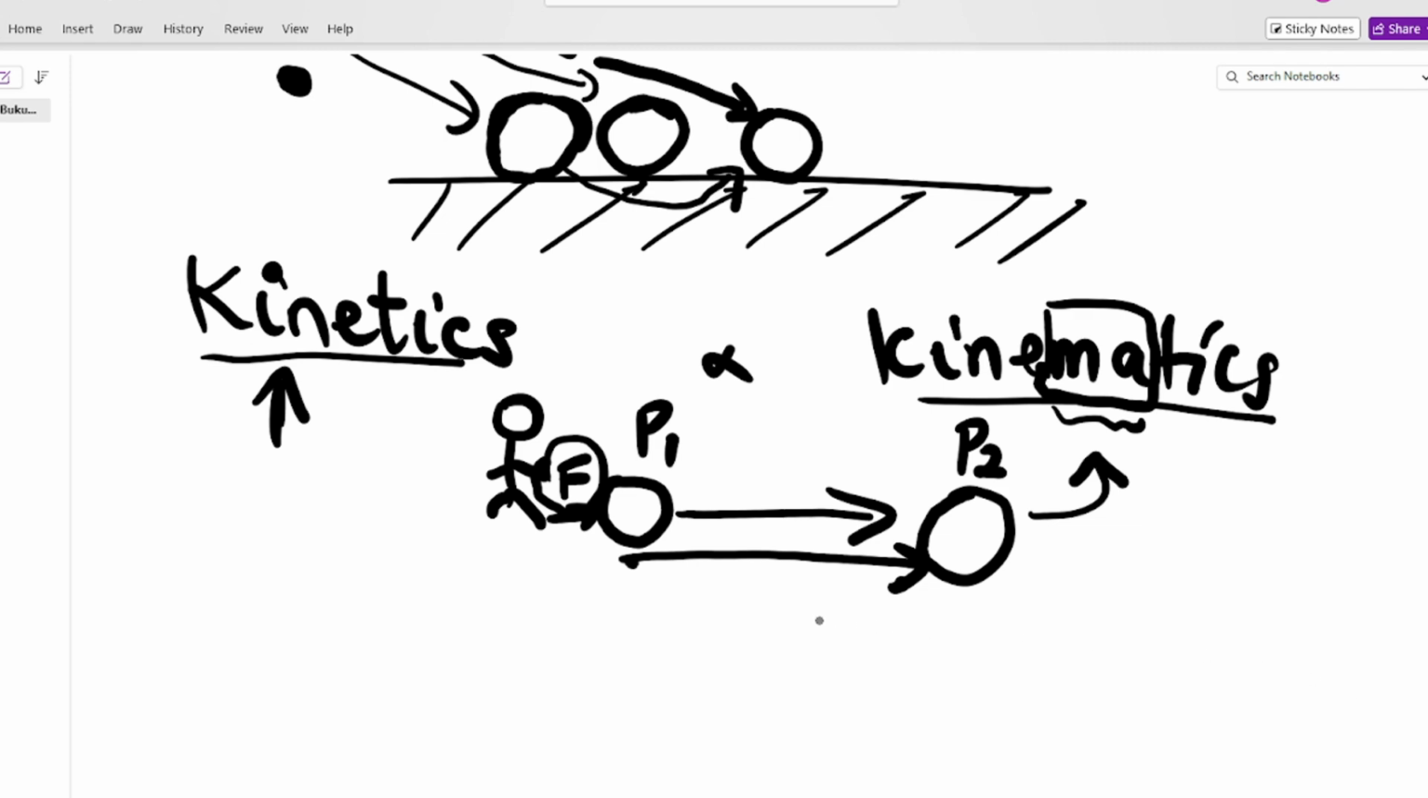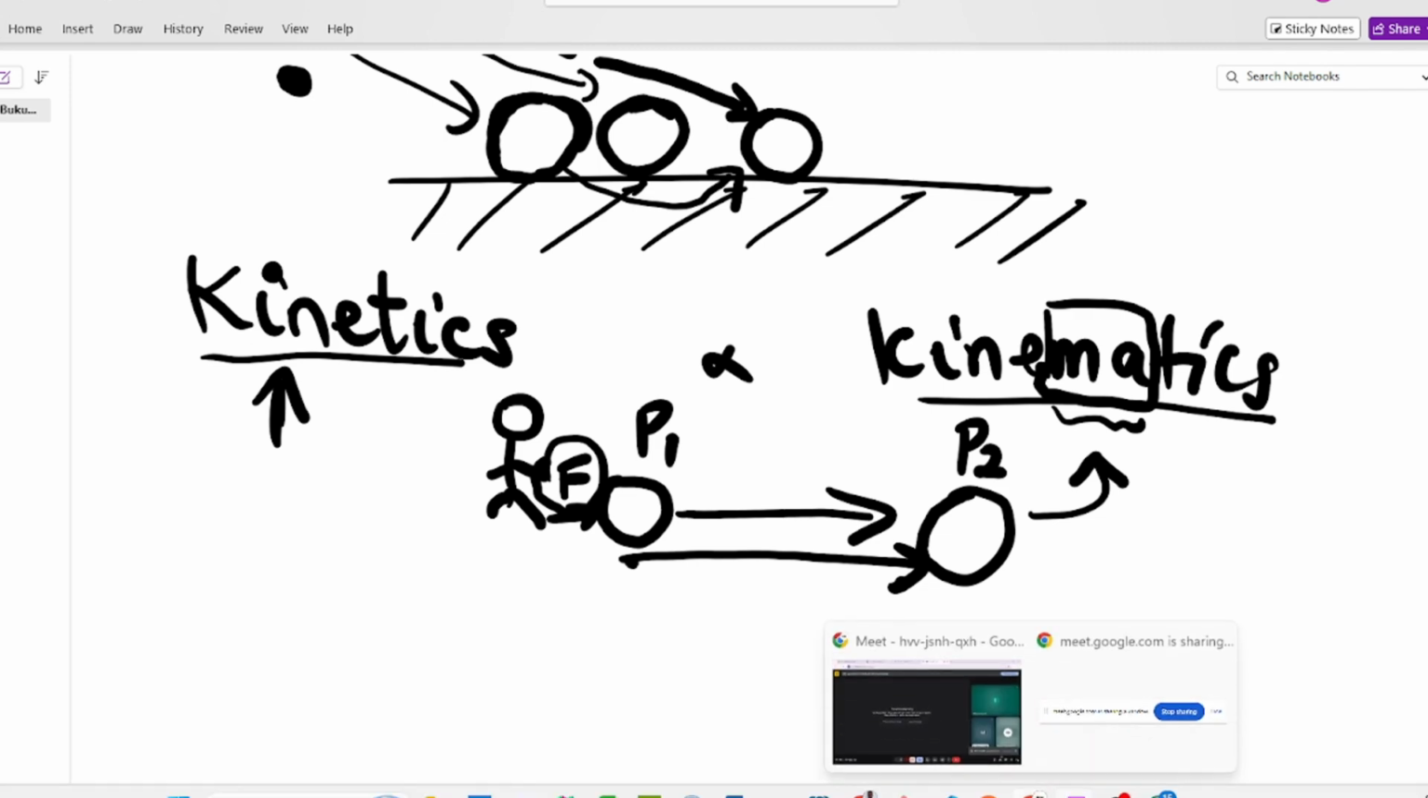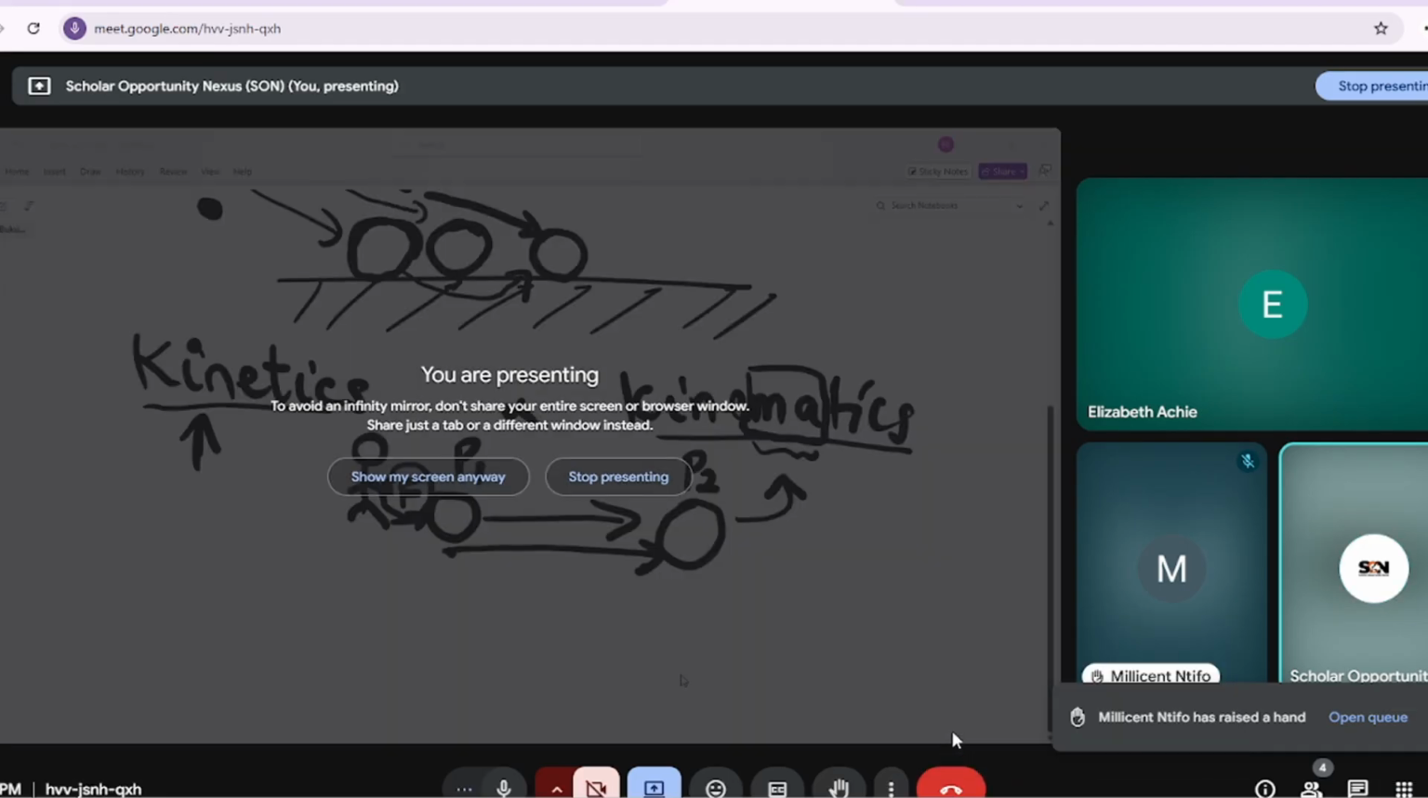So we know what kinetics and kinematics is. Can anyone help me with what they got so far, the difference between the two? Is there anyone available to help us with that?